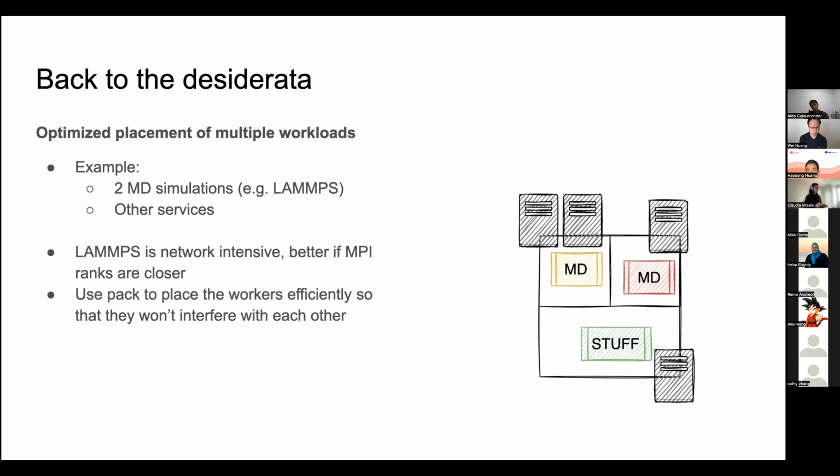I'm using an example, but we also have some results for that. LAMMPS is an MD simulator, and these are network intensive, sorry. And they perform better if the ranks are close to each other. So instead of putting the ranks here and there in the cluster, you would really want to have them close to each other. But if you have two workloads, you want to pack those into a subset of the nodes so that they don't interfere with each other. And with the pack algorithm, you can do that. We can do that with the scheduler.